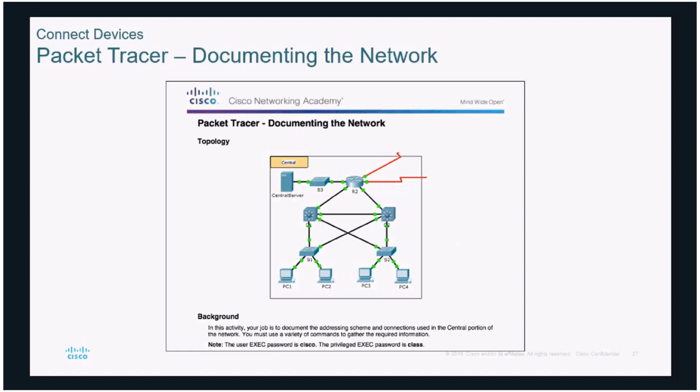That's called documenting. Here's a little scan of what this involves. Your job is simply to document an address scheme and connections using the central portion of a network. So you use a variety of commands to show parts of the network, and then you fill out this table completely and get the right values in there, and you're all good. That's a really useful thing to do. This is documentation. Put that aside.